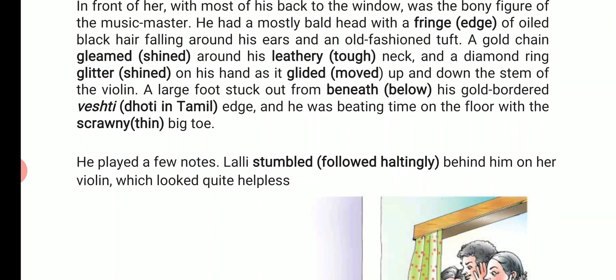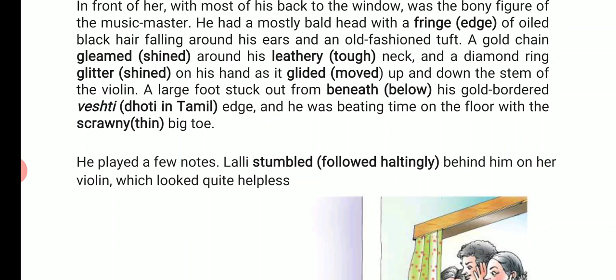Now a gold chain gleamed around his leathery neck. The gold chain is on his neck, and the neck is very tough. And the diamond ring glittering on his hand glided up and down the stem of the violin. So he was wearing a diamond ring, and it was going up and down as he played the violin. When the bow was moving up, his diamond ring was moving up. When the bow came down, the diamond ring came down. So that is the description.